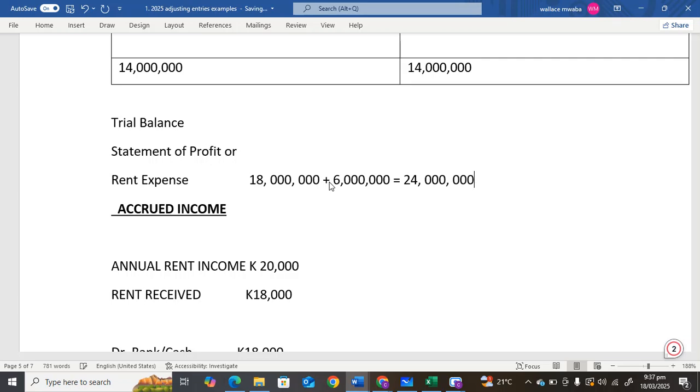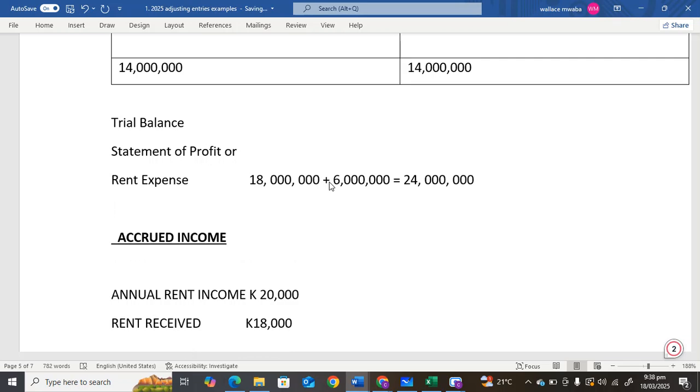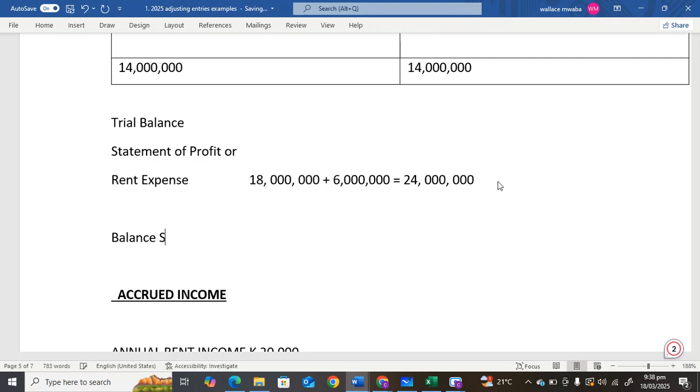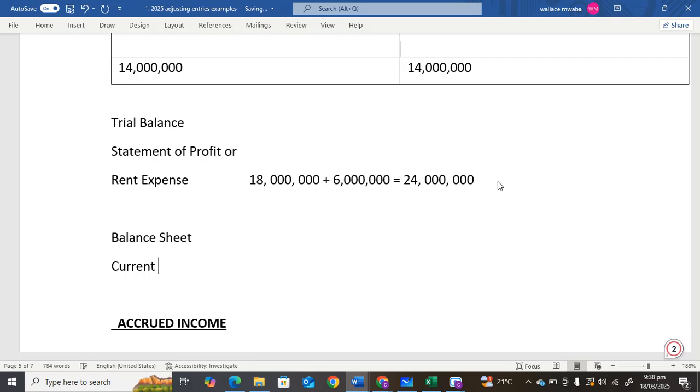Because as I said, with these types of questions, it's not always going to be a year. Sometimes they might give you a payment made mid-term. So what you must find out first is how much of the expense has been incurred for that period. If you paid maybe in October, you find out, for October, November, December, how much has to be incurred. Once you find out how much is required for the period, then you can determine your accrual. Then in the balance sheet, under current liabilities, 6 million. Any questions?